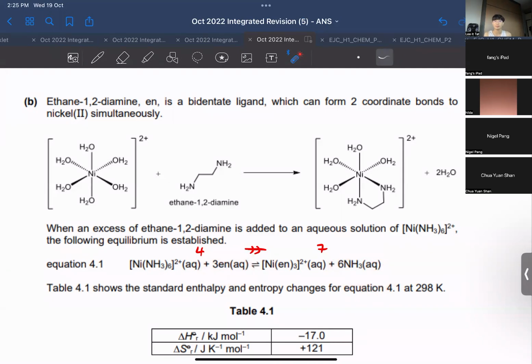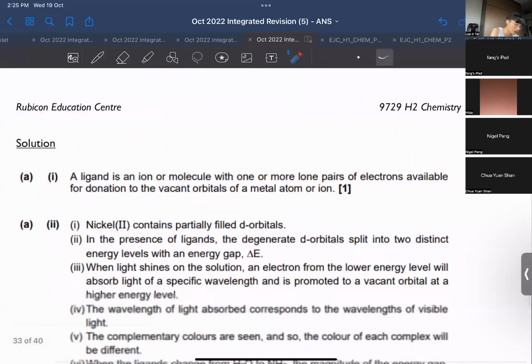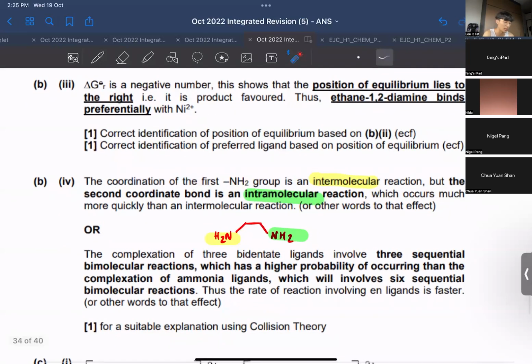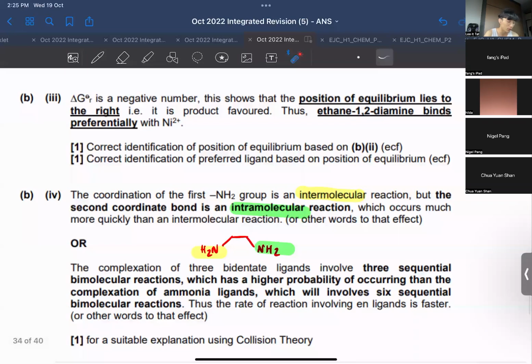successfully. We learned the idea of effective collisions. Colliding 3 successfully has a way greater probability than having to collide 6 successfully. That's what they're trying to say here. If you write exactly what I just said, then fine. But the way they phrase it is very challenging. I don't expect you to use these kind of words, like sequential bimolecular reactions. Whatever.